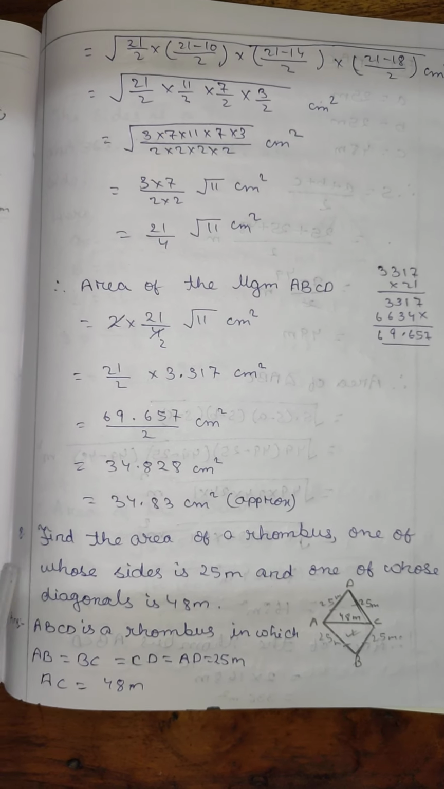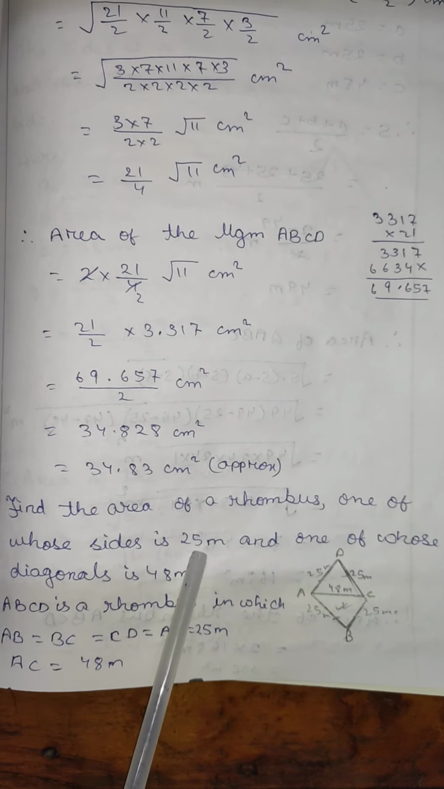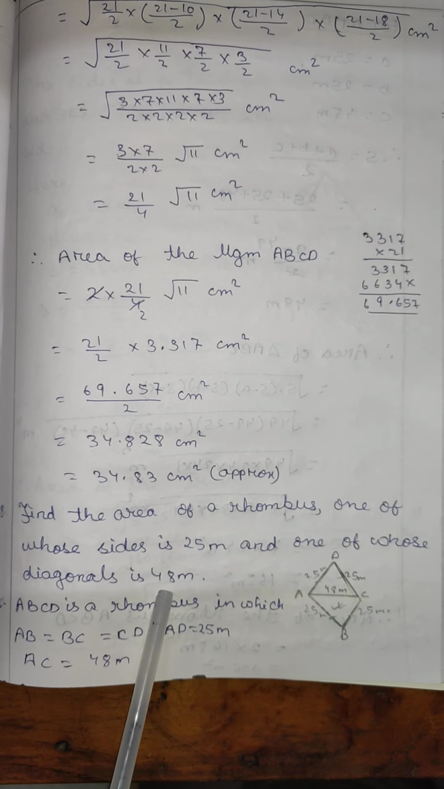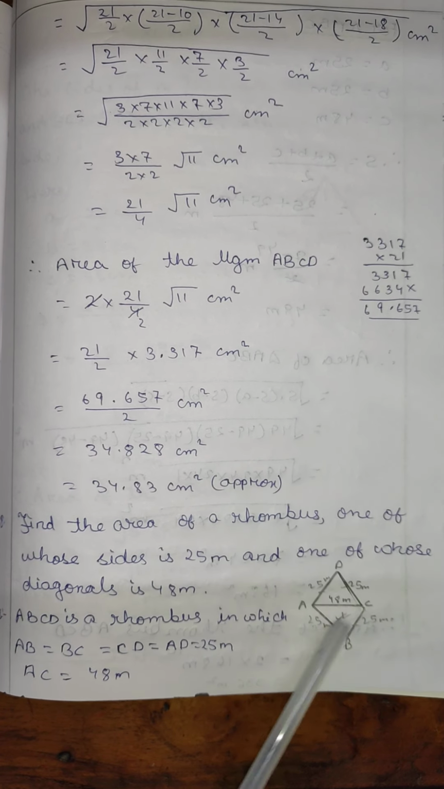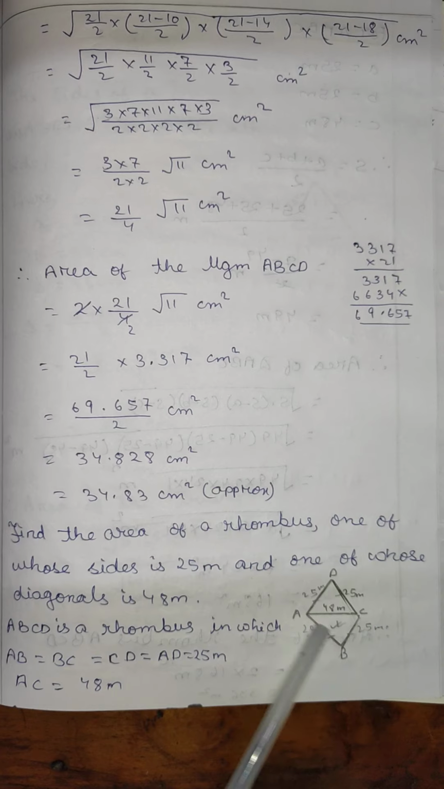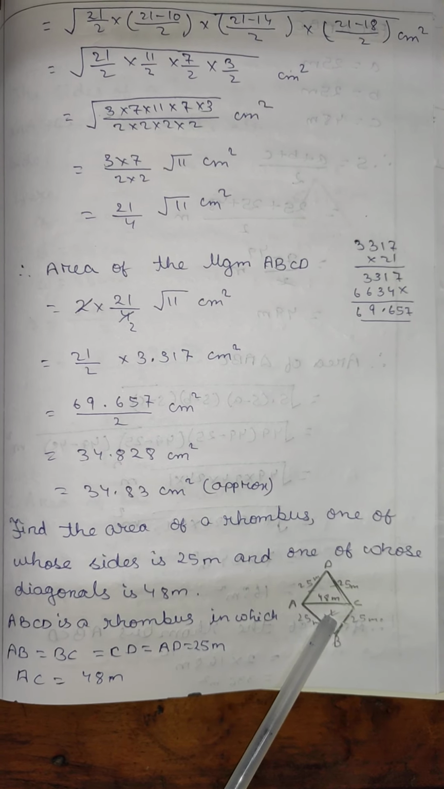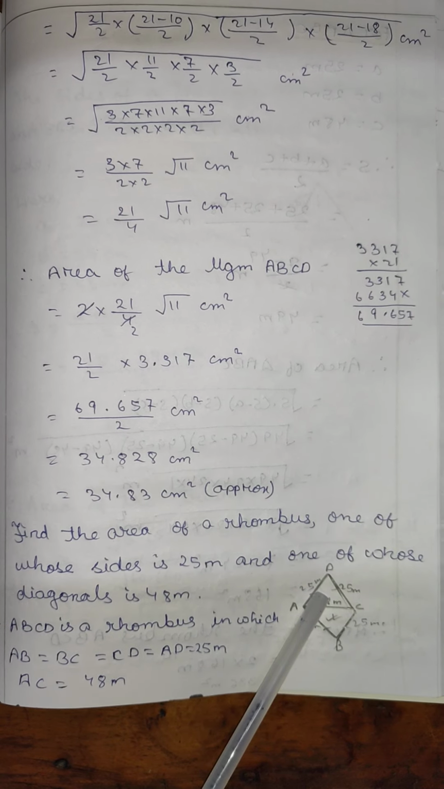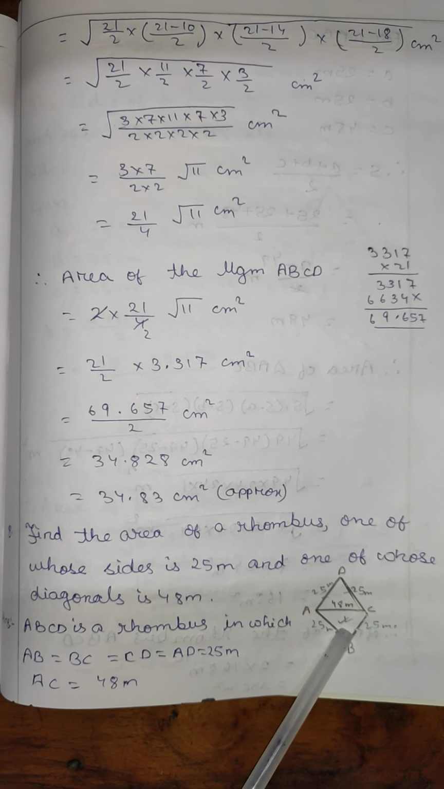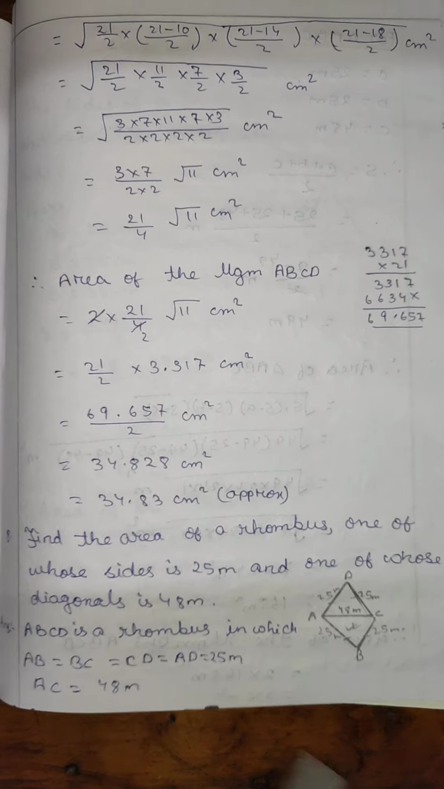Now question number 8. Find the area of the rhombus whose one side is given 25 and one diagonal is given 48. So diagram is like this. All sides are equal 25 and one diagonal is 48. So only one triangle area will be calculated. Other triangle you don't need to calculate. By calculating only one area, make it double, you will get the result. So introduction part you have to write.